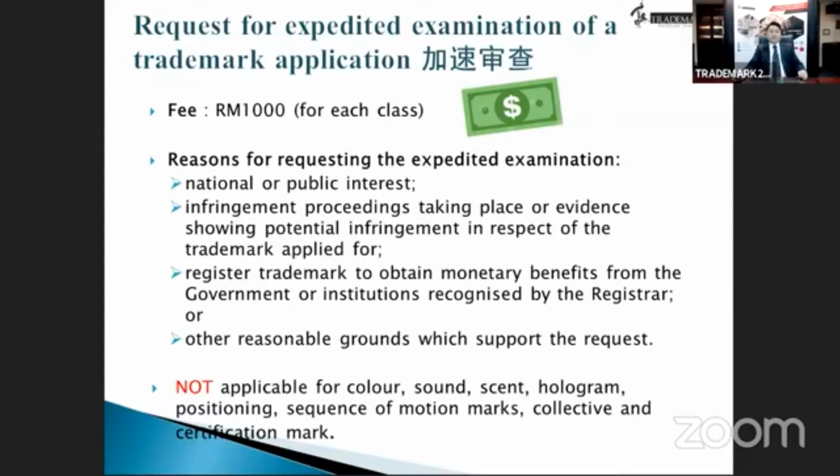However, not every reason is acceptable. You need to fulfill some of the statutory reasons, such as national public interest, or there's an upcoming infringement proceeding taking place, or perhaps you need to register the trademark in order to obtain some monetary benefits from the government or any institution recognized by the registrar, or any other reasonable grounds. So not every reason is accepted by the registry to expedite the examination.